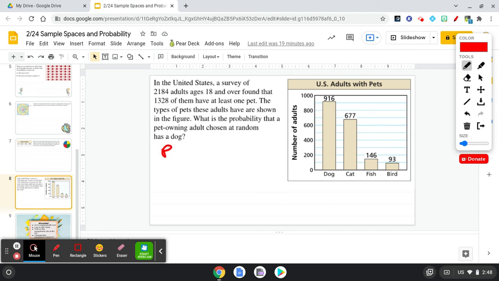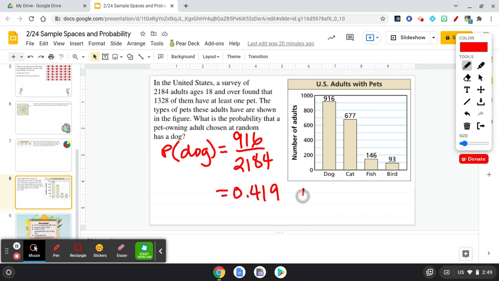The probability that that person has a dog, there are 916 of them that have dogs out of 2,184 surveyed. So there you go. 916 divided by 2,184 equals 0.419, or about 42%. About 42% probability of picking someone out that has a dog.